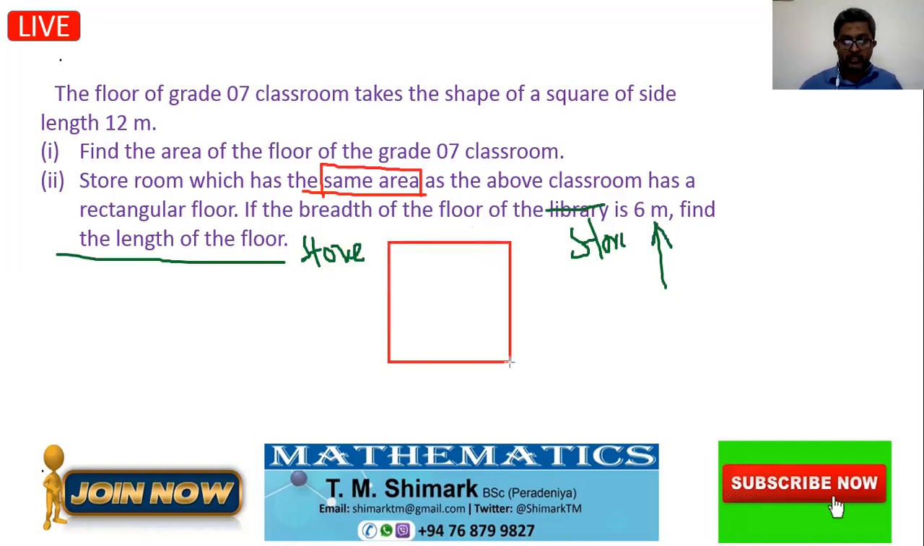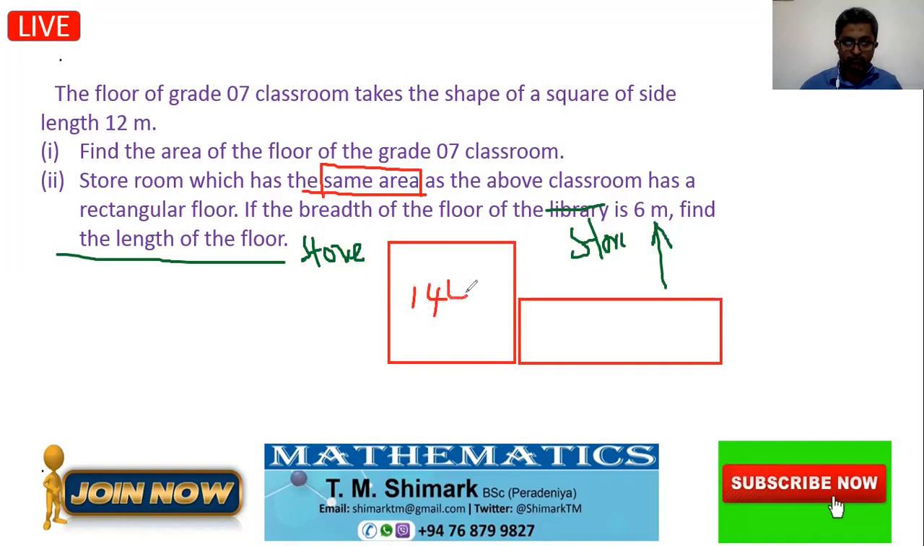Our classroom is like this, 12 into 12. But our storeroom is not like that. It's like this, a rectangular shape. Some people gave me the answer 24. Now we will check how we can get the answer. We know this area is going to be 144, 12 into 12, 144 meters squared.